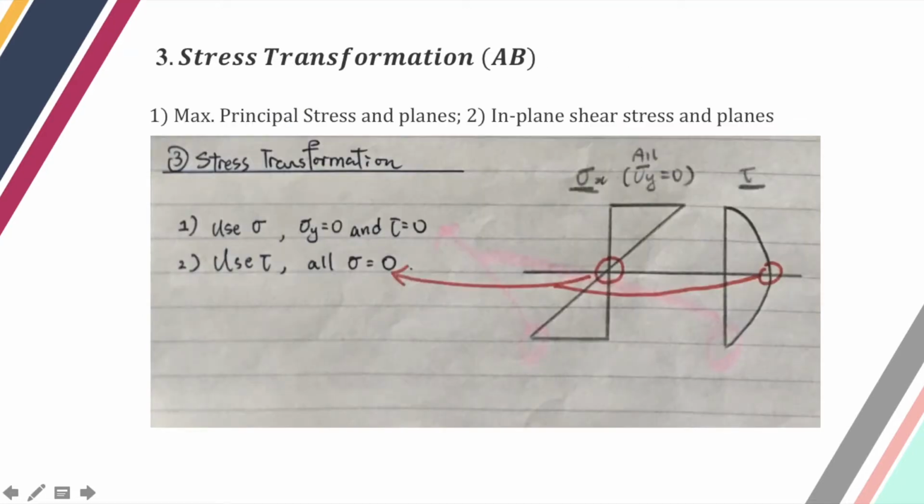Then we come to stress transformation. According to the graphs, we have two pieces of information. First, when sigma y is 0 and tau is 0. The second is when we use tau, and sigma x and y are all 0. We are using them to find the following data.